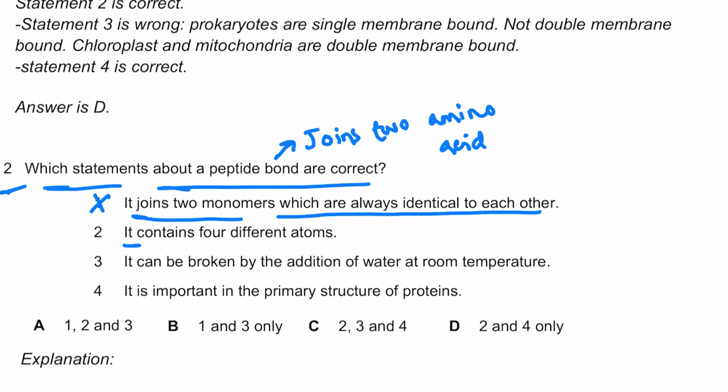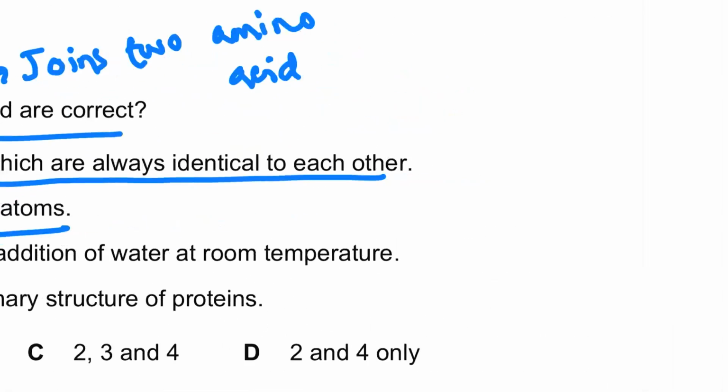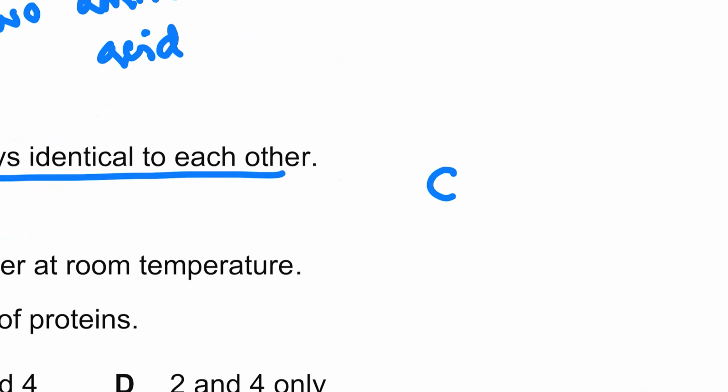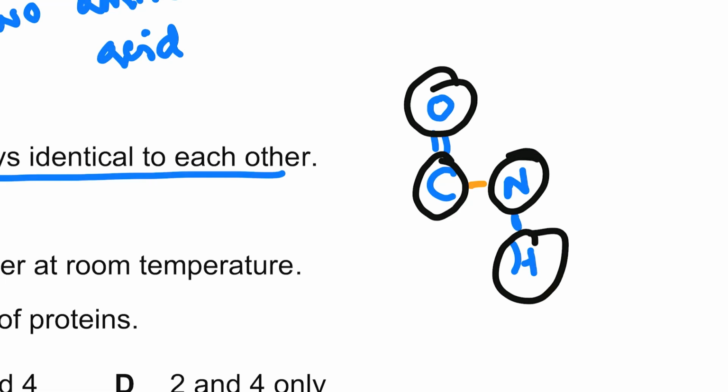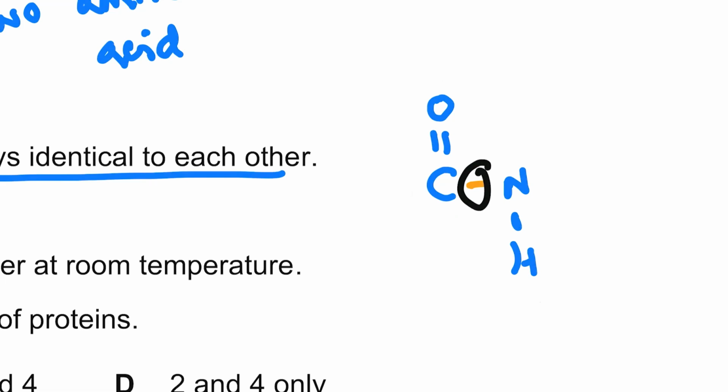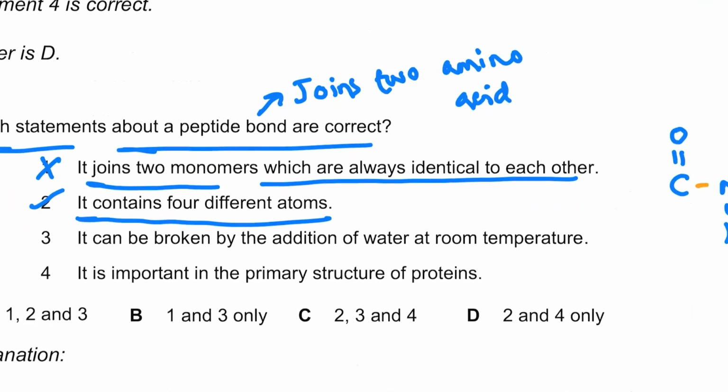Okay, it contains 4 different atoms. This is true. Well, this is a misleading statement, and it confuses the students. But let me tell you that if you look at the peptide bond, it is associated with 4 atoms, which are 4 different atoms. These are oxygen, carbon, nitrogen, and hydrogen. So this is true, and the orange one over here is the peptide bond. So a peptide bond contains 4 different atoms.